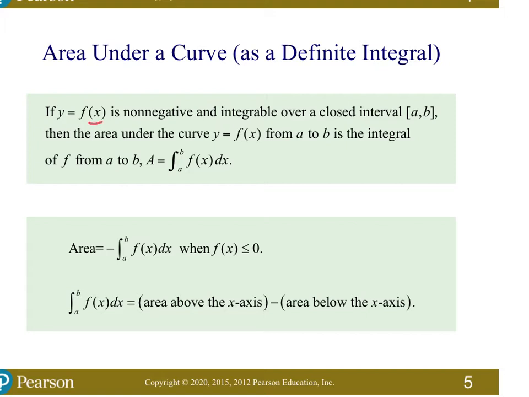So if f is non-negative, that means it's above the x-axis, and it's integrable, that means it's continuous over the closed interval, then the area under the curve y equals f of x from a to b is defined as this integral, and you will have positive area. So if the function is positive, so it's above the x-axis, then you'll have positive area. The area is negative when the function is negative. So if a section of the function is negative, then the area on that section would be negative.